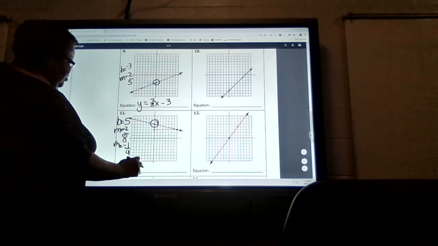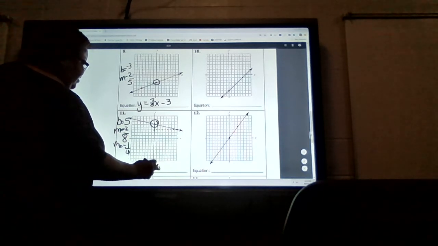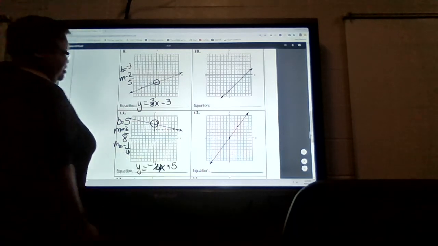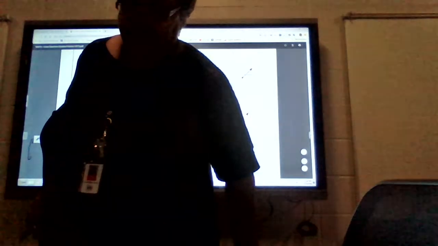So y equals mx plus b. M is -1 over 4. And b is 5.